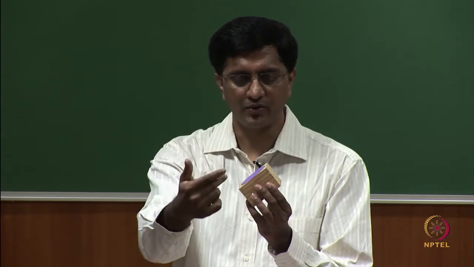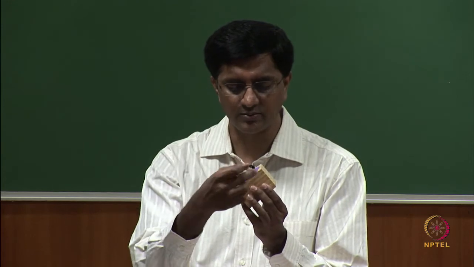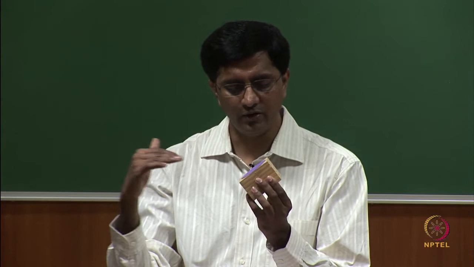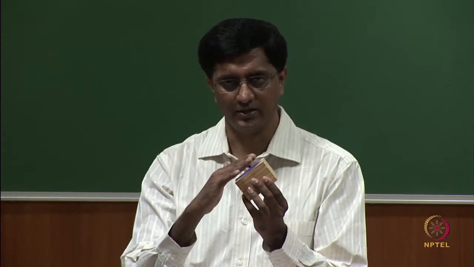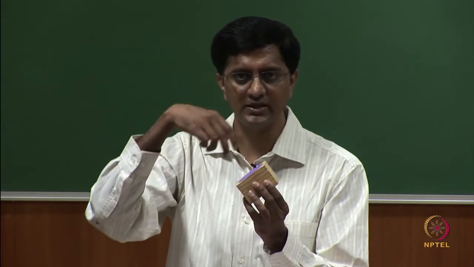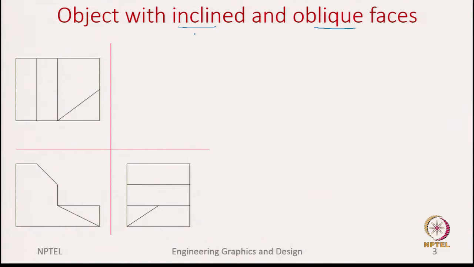So, when you capture the front view, what do we see? We see this surface is captured as an edge. What about the side view? In the side view we see it as an area. How about the top view? In the top view also we see it as an area. So, which means for an inclined surface you capture one edge and two areas.